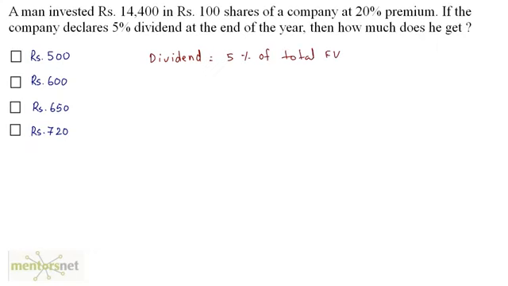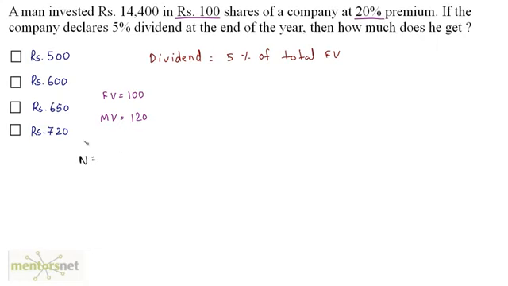So we need to calculate the total face value, and we have been given the face value of one share, that's 100 rupees, and also we have been given the rate at which the market value is calculated. So it is at 20% premium. So I can say that it is a 20% increase in the face value, the market value. So market value is equal to a 20% increase in 100, that's 120.